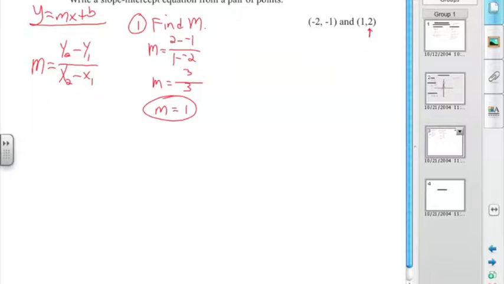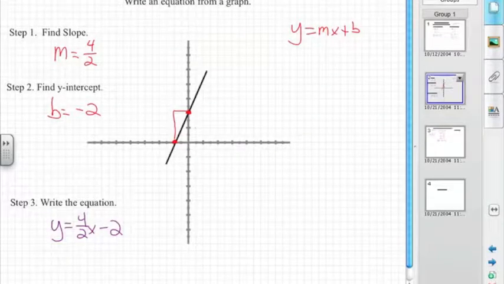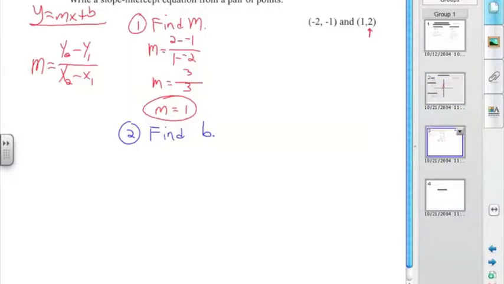So once we found the slope, we have to find the y-intercept, find b. Because you'll recognize that when we went to the last slide, we had to find the slope as step 1, and find the y-intercept as step 2. In this case, it was easy. You could look at the graph and find out where it crosses the y-axis. This one, that's not as easy. We can't just look at a graph.